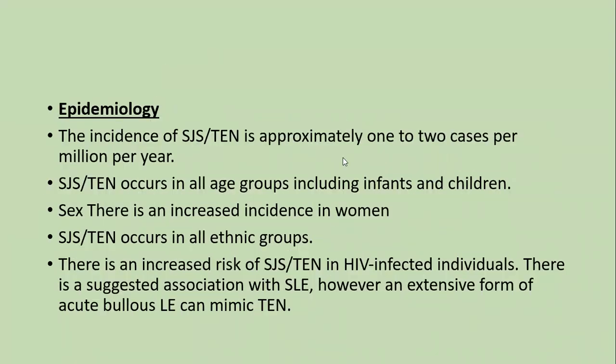Epidemiology. Incidence of Stevens-Johnson and TEN is 1 to 2 cases per million per year. It occurs in all age groups, including infants and children. There is increased incidence of Stevens-Johnson and TEN in women. It occurs in both ethnic groups. There is increased risk of Stevens-Johnson and TEN in HIV-infected individuals. There is a suggested association with SLE.